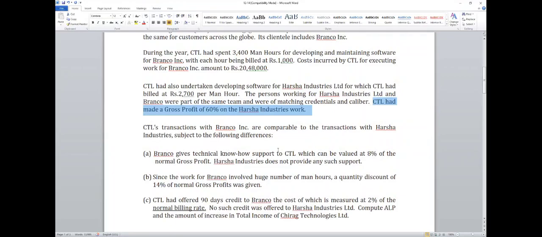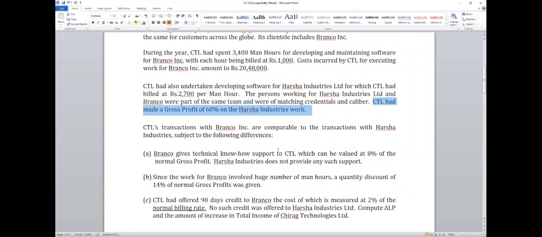First if you say okay, I can proceed. The profit margin is 60% on Harsha Industries work, so assume it as 60% on sales. In the last sum there is no doubt, because it was clearly mentioned as 50% on cost. Here it is 60% on the job, on the Harsha Industries work. Gross profit 60% on Harsha Industries work, we have taken it as 60% on sales. Shall I proceed? Just assume it is 60% on sales.